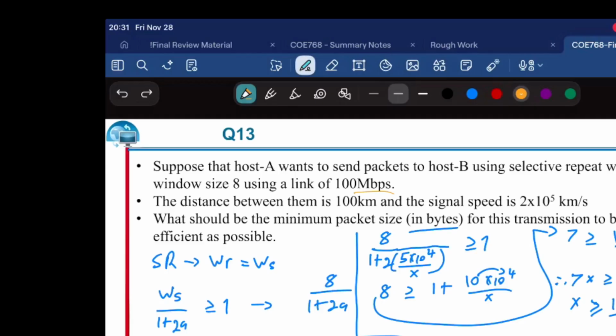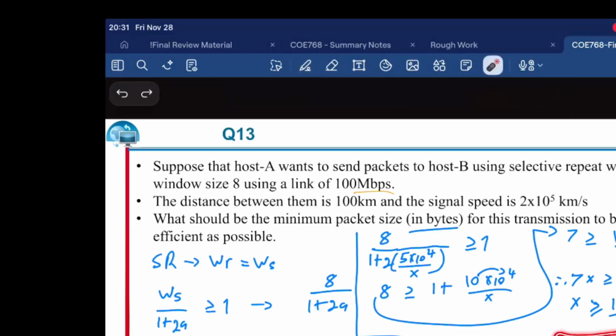And since we don't convert to bytes yet, we will get our final value of X when we solve it. It has to be greater than 14,285 bits. And to convert into bytes, you divide both sides by 8 to get bytes as your answer. Does that make sense? Yeah, thanks.